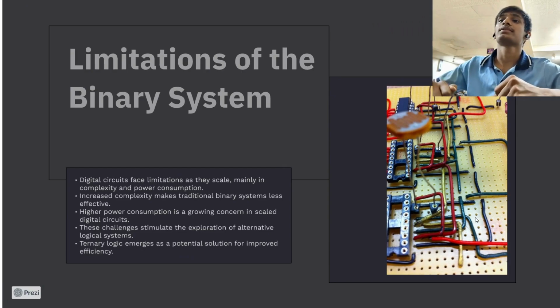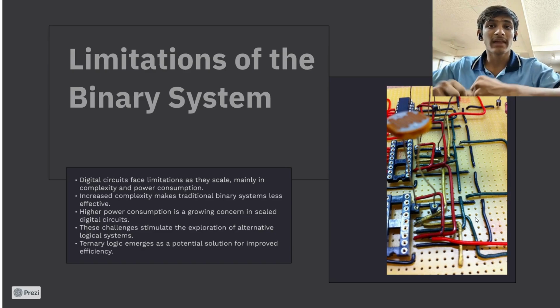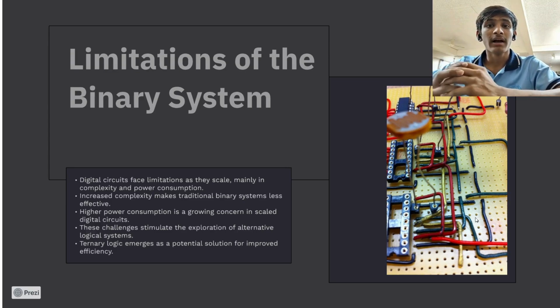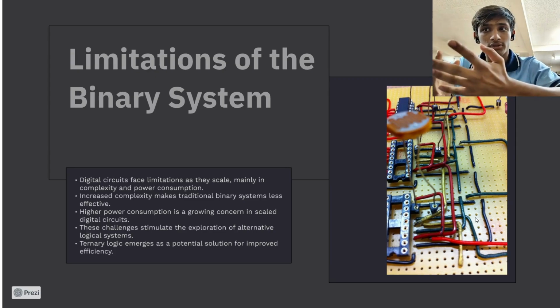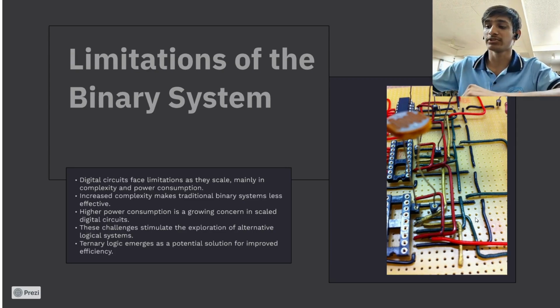Now, what are the limitations of the binary system? Digital circuits face limitations as they scale, mainly in complexity and power consumption. Increased complexity makes the traditional binary system less effective. Higher power consumption is a growing concern. These challenges stimulate the exploration of alternative logical systems. And by exploring this, we found ternary logic. Ternary logic emerges as a potential solution for improved efficiency.